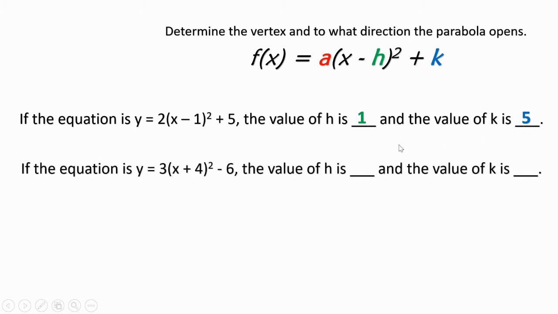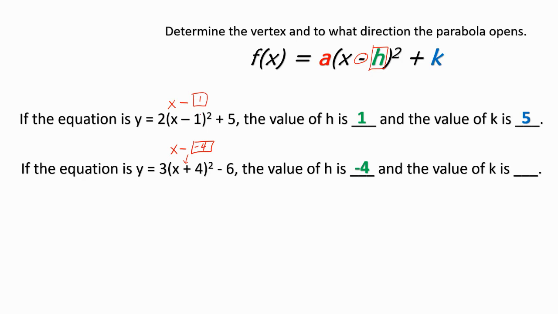Now, in this equation, y equals 3 times x plus 4 squared minus 6, the h value is going to be negative 4. Now, we need to talk about why that's happening. Remember that the minus in the formula is part of the formula. In the first one we just have x minus whatever h is, and it's just 1, so it becomes x minus 1. But here we have x minus whatever h is, and to become a positive, this had to be a negative 4, because a negative times a negative gives you that positive.